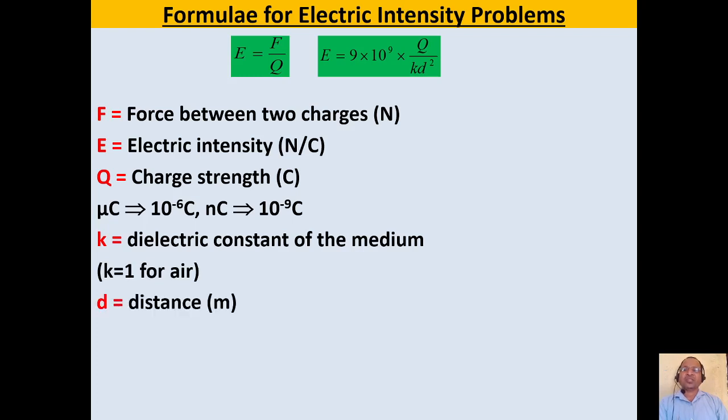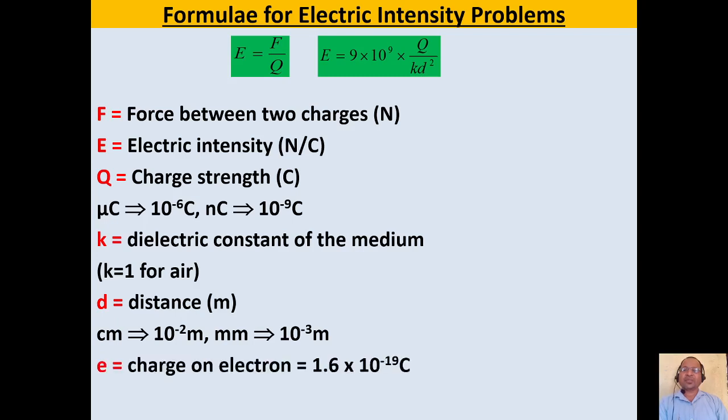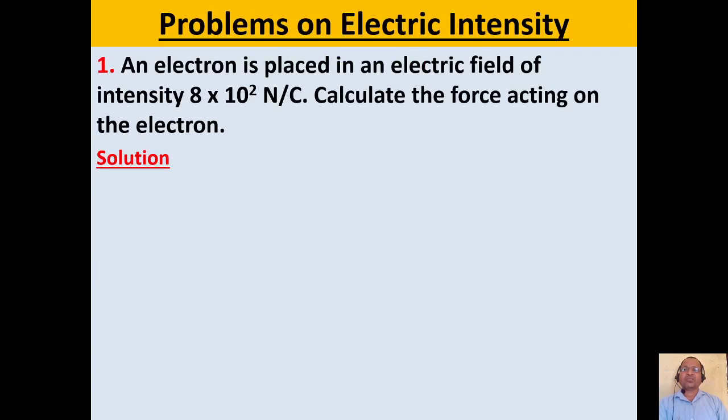D is distance, which is measured in the unit of meter. If centimeter is given, convert to meter by multiplying by 10 raised to minus 2. For millimeter, multiply by 10 raised to minus 3. If charge is not given, and instead of charge it is given electron, then we have to consider the charge on the electron as 1.6 into 10 raised to minus 19 coulomb. So with this information, let us have the first problem.